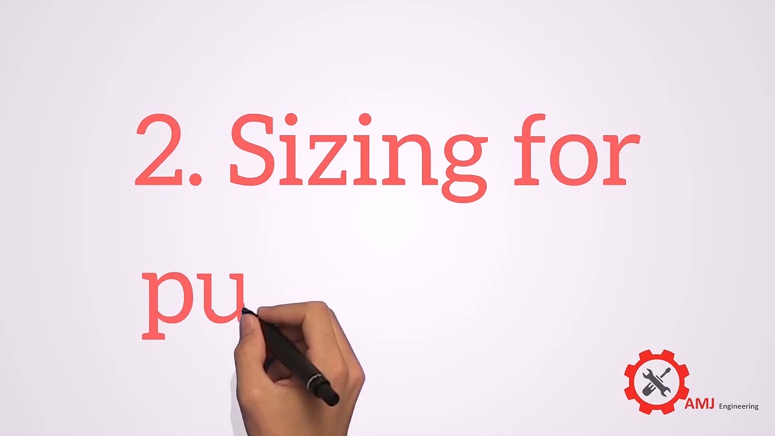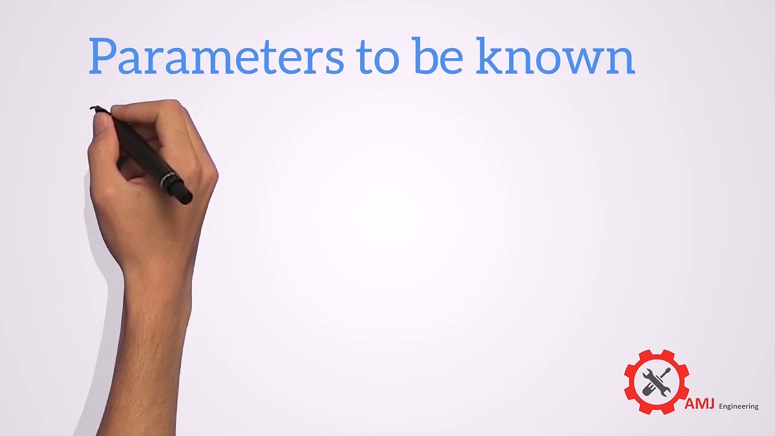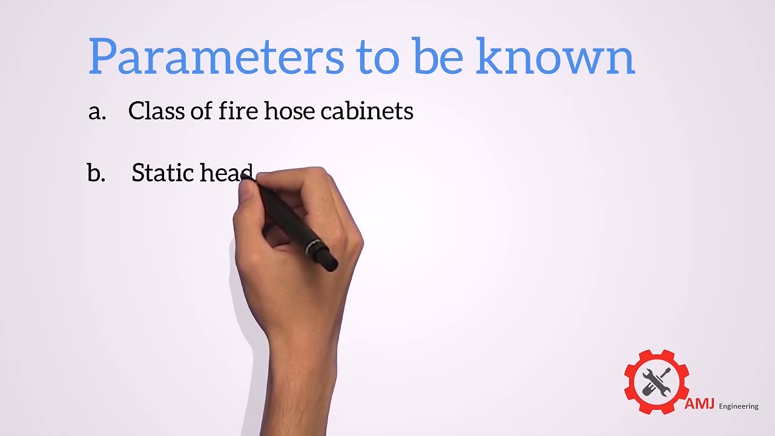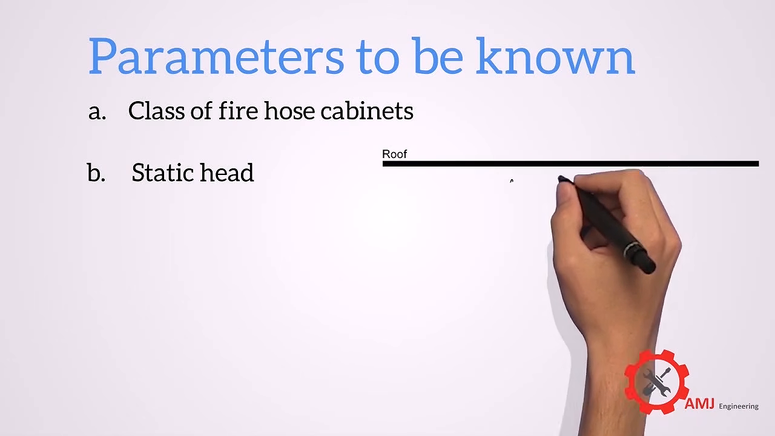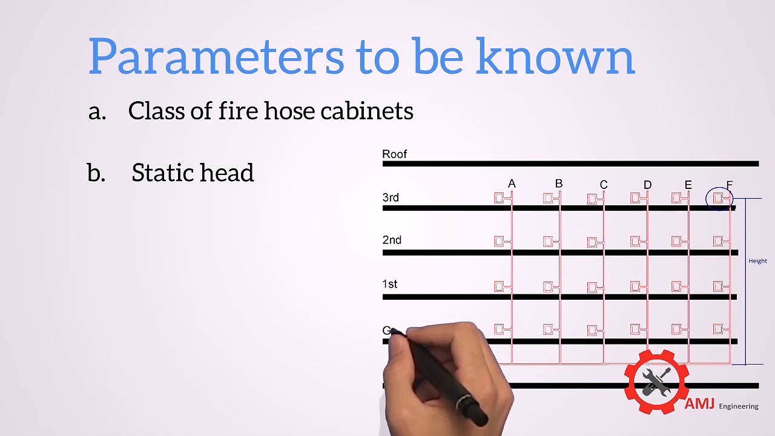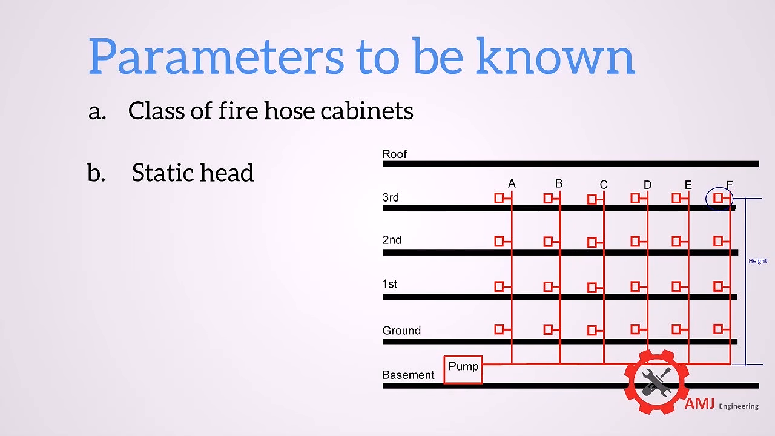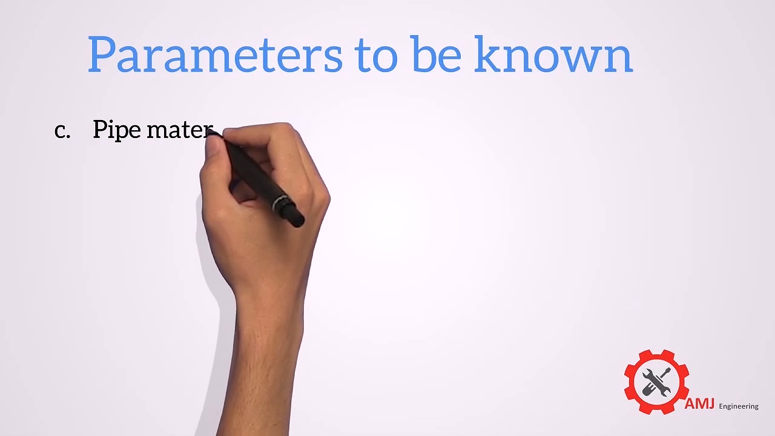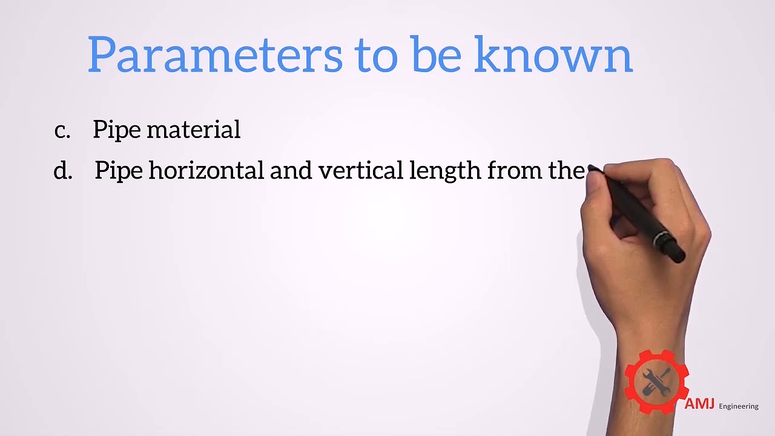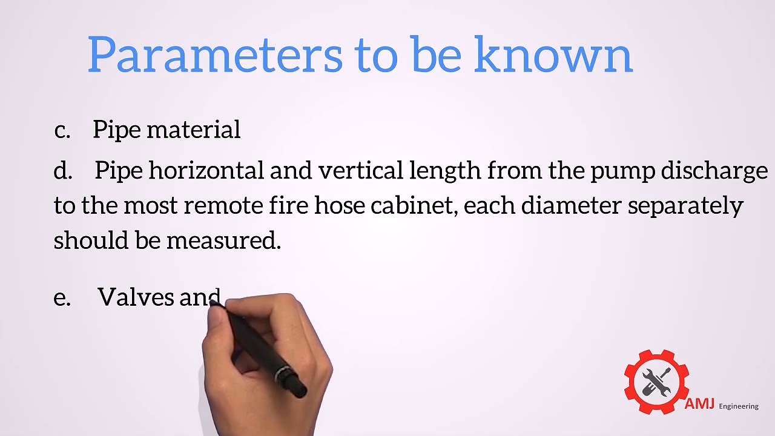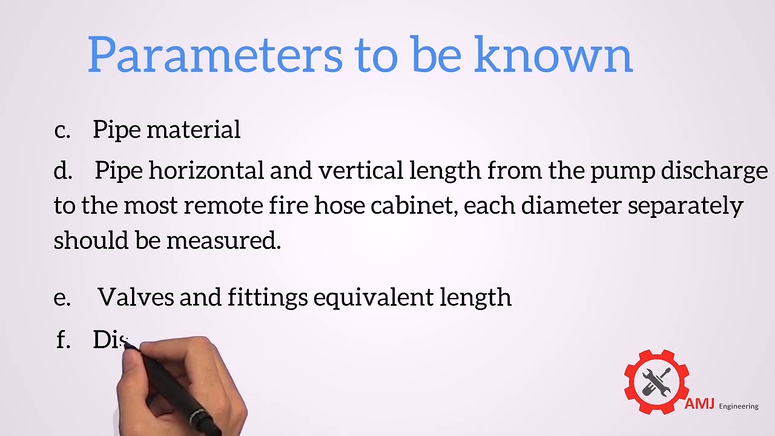We will move to size the pump head. Parameters to be known are: class of fire hose cabinets, the height between the pump discharge and the highest fire hose cabinet, pipe material, pipe horizontal and vertical length from the pump discharge to the most remote fire hose cabinet, each diameter separately should be measured. Valves and fittings equivalent length. Discharge flow.